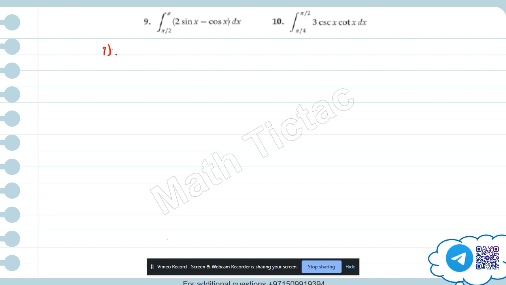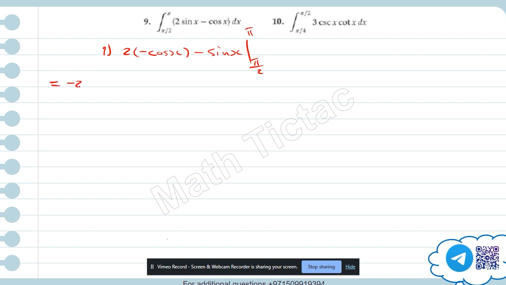okay, so this is question 9. So the first one will be 2 multiplied by minus cosine x, because the derivative of cosine is minus sine. With the minus it is sine. Then minus the integration of cosine, which is sine x. So in here it will be from pi over 2 to pi. So in here directly substitute the first.